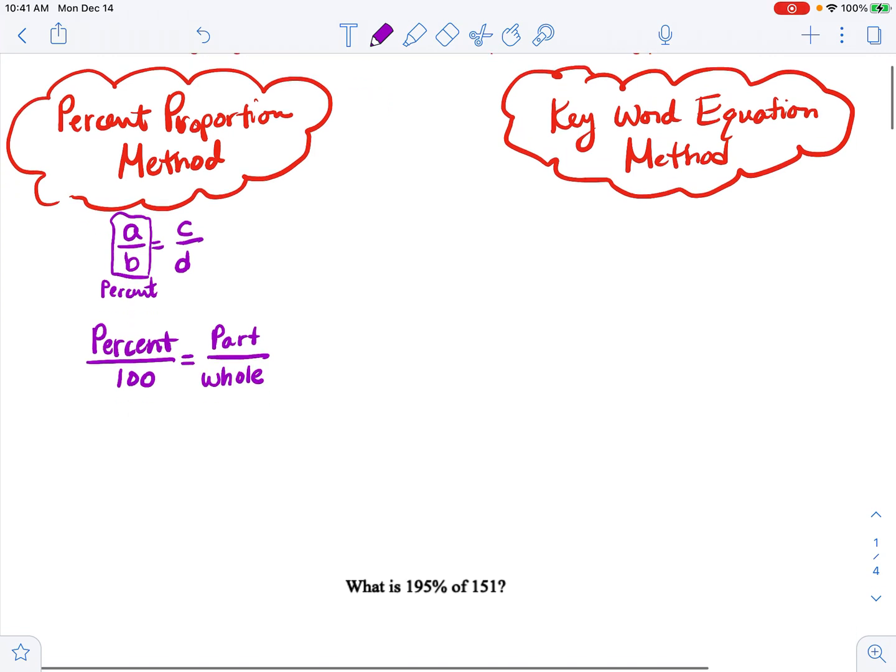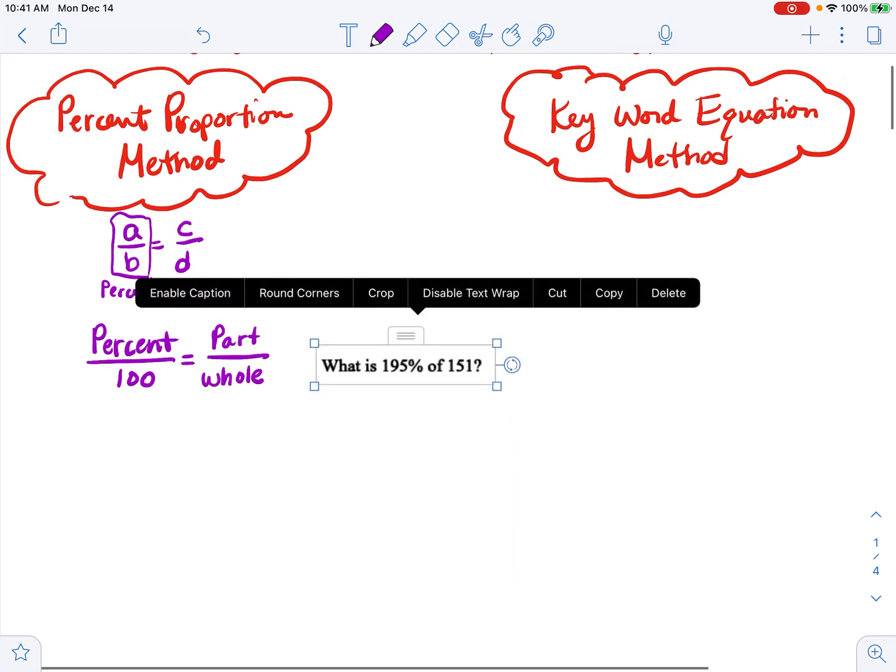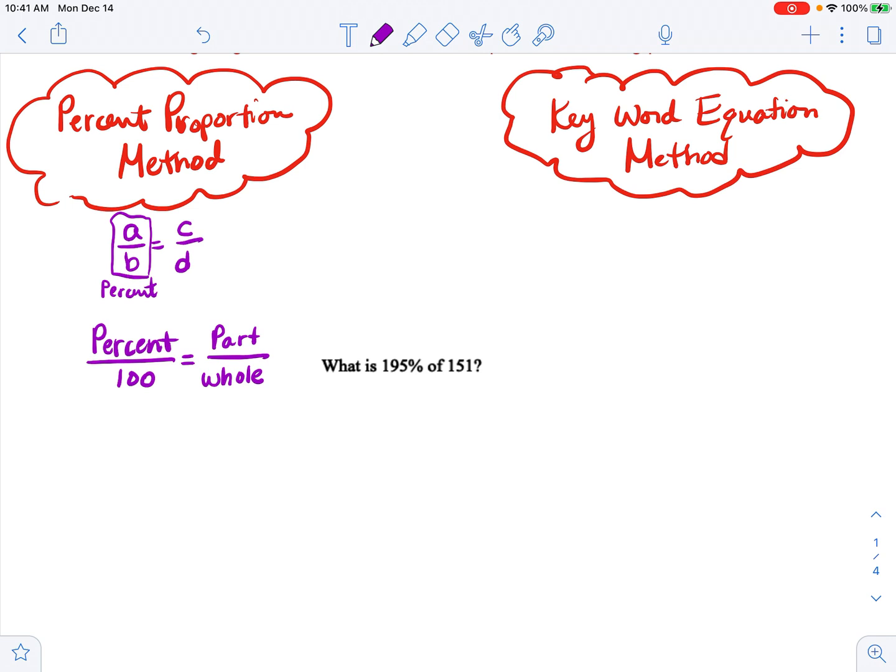So let's take a look at maybe the first example here. Here's my question, what is 195% of 151? Well, let's talk for a second. We're going to take the percent 195, and we're going to express that in our first fraction as 195 over 100. So our first fraction, or the first part of our proportion, is going to be 195 over 100.